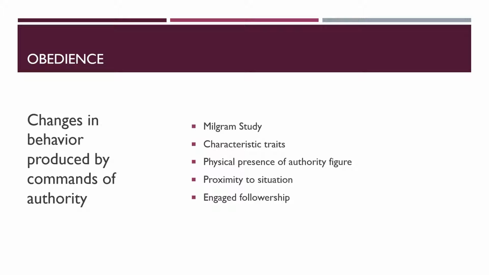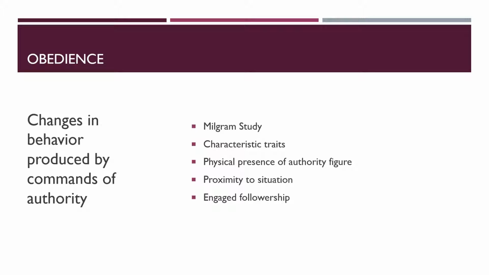And the Milgram studies focused on this a lot, and they produced a lot of really important findings, such as people are going to differ in their obedience based on character traits. So some people are more obedient than other people. Also, the physical presence of an authority figure has a big impact on whether people are going to be obedient or not. Another really big factor is the proximity to the situation that the person has. So the closer they are or the farther they are away from the situation, depending on the situation, is going to affect how obedient they are.